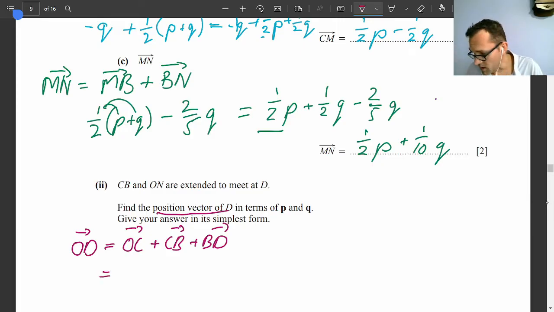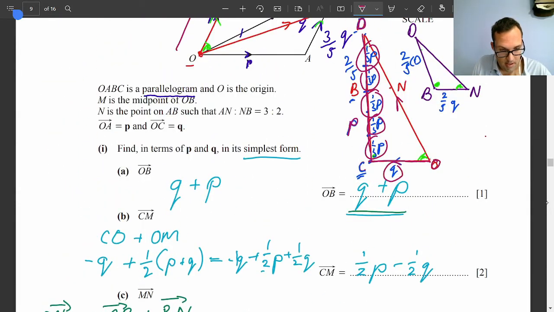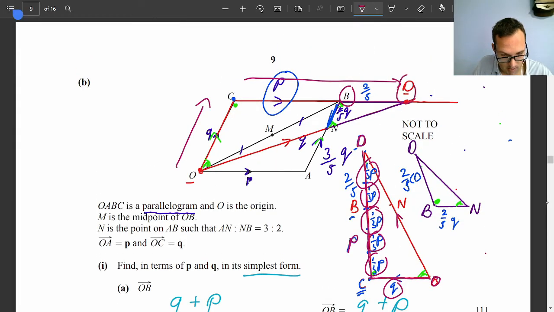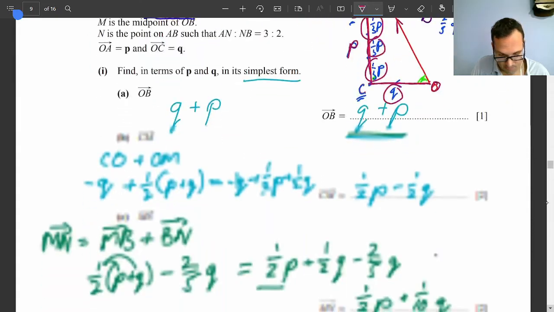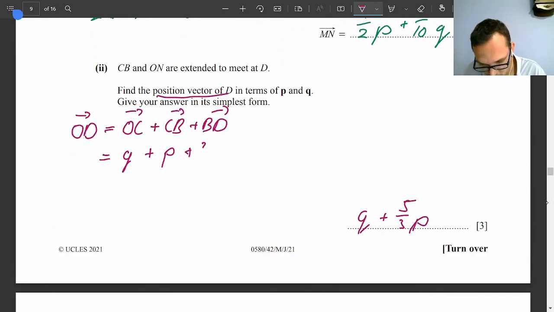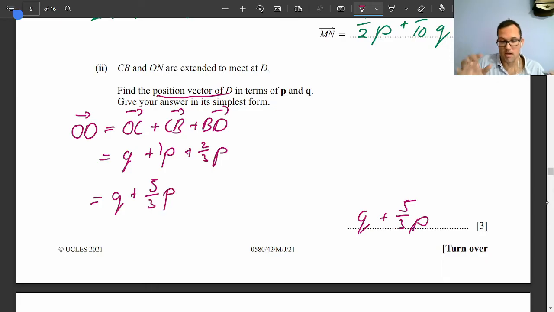Then you show that OC equals Q, CB equals P, and here is the part that you need to show that you understand: BD is 2/3 of P. And then when you add it together, of course, it will give you Q, and 1 plus 2/3 gives you 5/3, or 3/3, just P. Okay, look at this again. I know it's difficult, but you can do it.